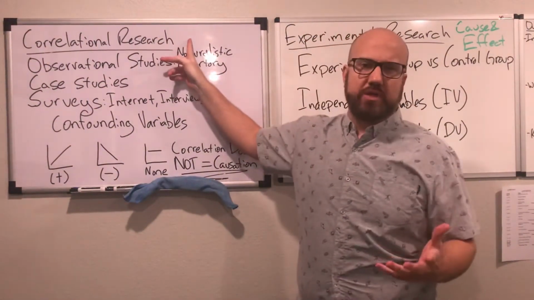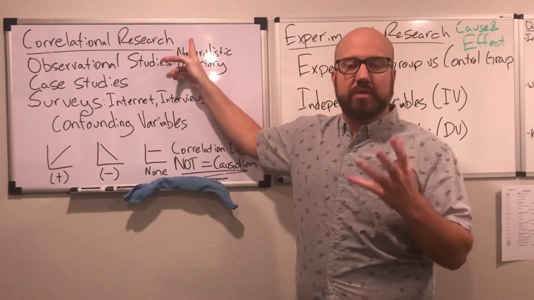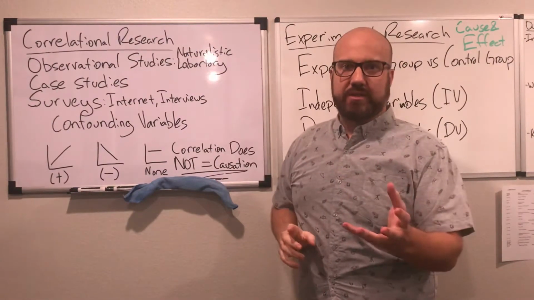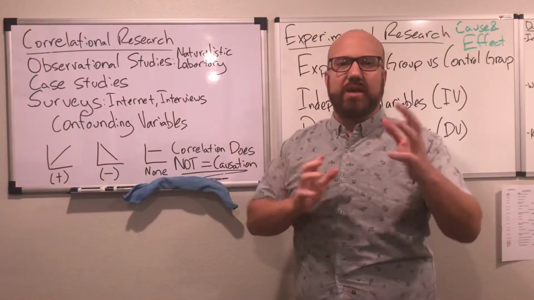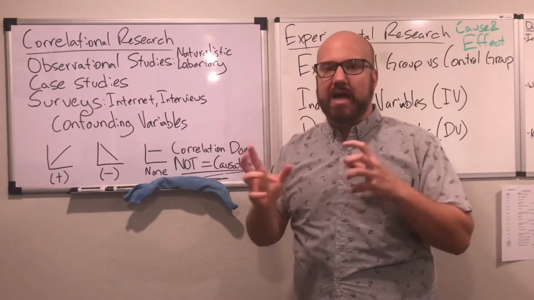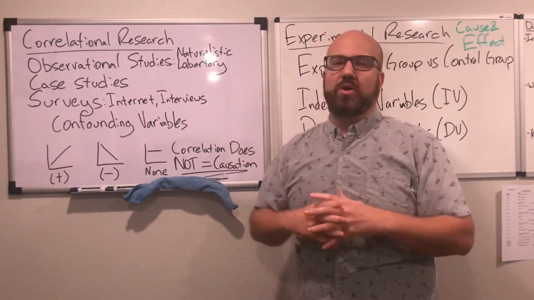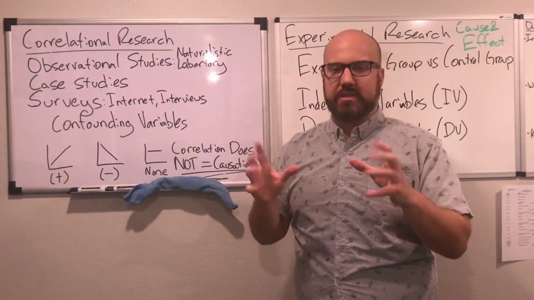What correlational research is, it's when we conduct research to find out about the relationship between two variables. And a variable is just any value that is being looked at or measured or examined in some way. Okay, that's what a variable is.